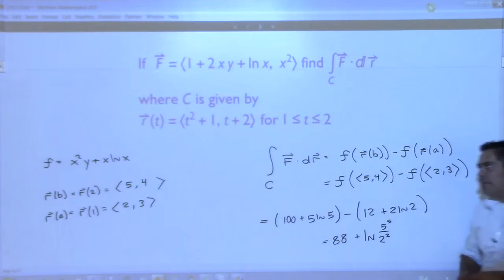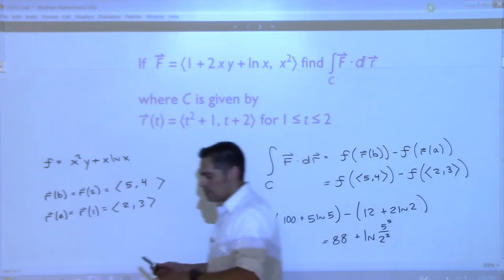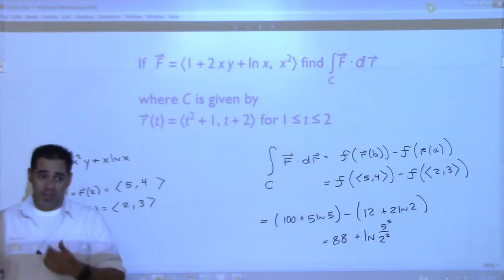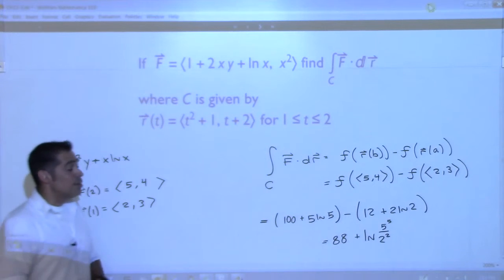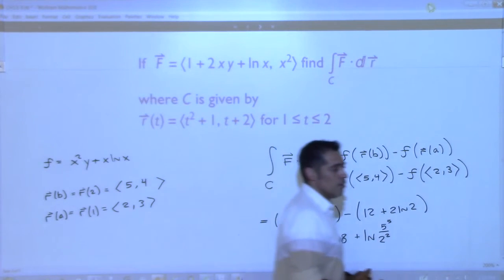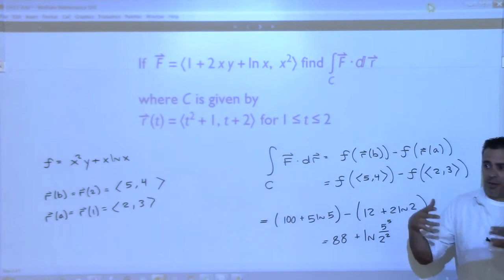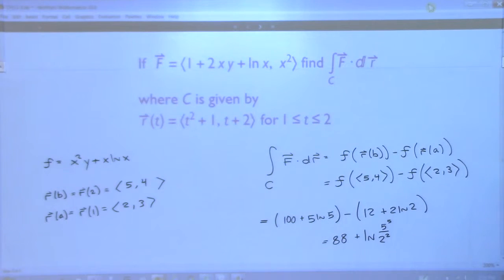So yes, you do have to check that it's conservative. I understand that takes a little bit of work. And then you have to find the potential function, little f, which is that partial integration. Yes, I understand that's a little work. But I assure you that it is far cleaner than what it would have been for us to have to put that all together and do what we did at the beginning of class.